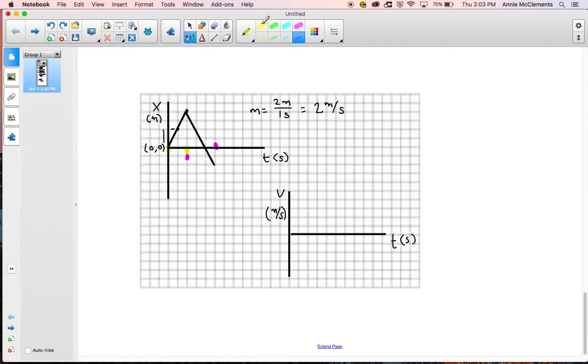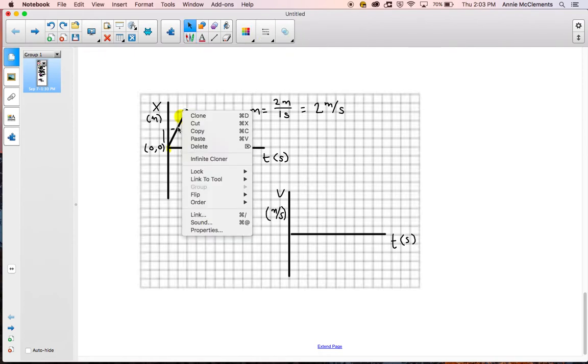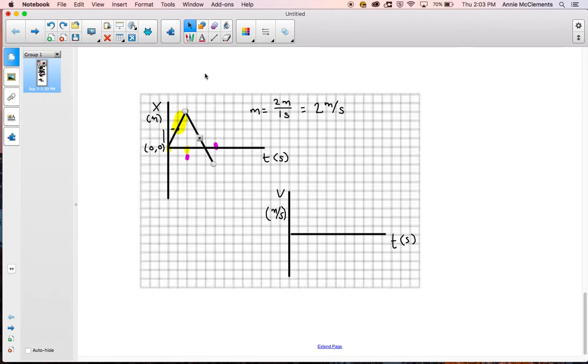This bit is what I'm talking about. Right in here. Now we need to transfer that information onto our velocity versus time graph. We know that from t equals 0 to t equals 2, the velocity is 2 meters per second, and it's constant there. So we can count up on our velocity axis, positive 1, positive 2, and draw a nice straight line over for 2 seconds.